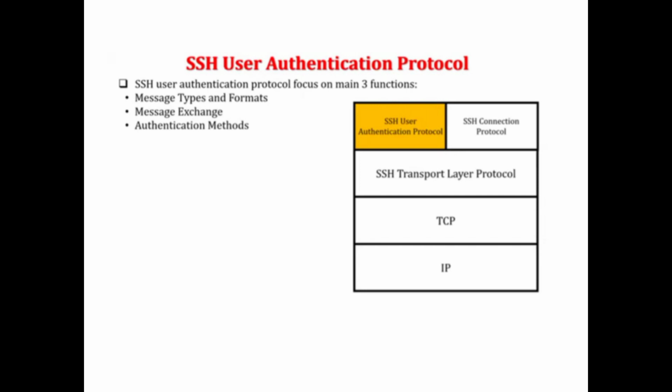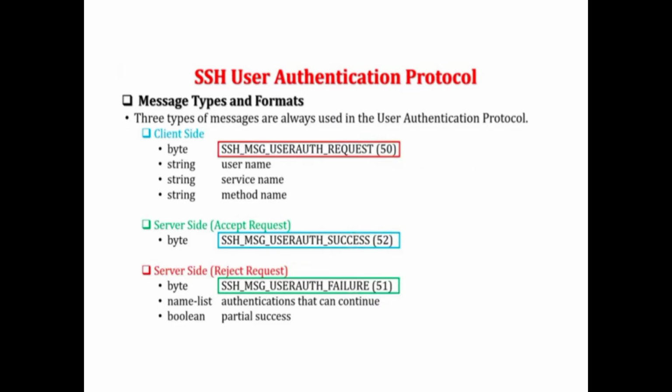Now let us see the user authentication of SSH. The SSH user authentication protocol focuses on three main functions: message types and formats, message exchange, and authentication methods. Here, message types and formats. Three types of messages are always used in the user authentication protocol: client side request, server side accept request, and server side reject request.